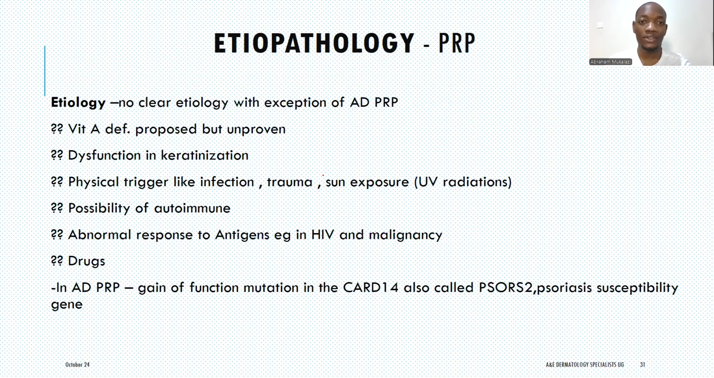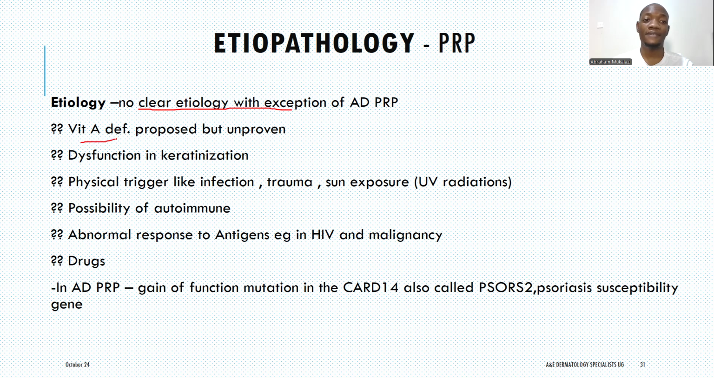The exact etiology of Pityriasis rubra pilaris is also not known, except for the autosomal dominant or inherited type, where there's a suspected gene mutation in CARD14, which is also called psoriasis susceptibility gene number 2. Remember, psoriasis susceptibility gene number 1 is the one that is associated with psoriasis. Then number 2 is the one that is associated with Pityriasis rubra pilaris.